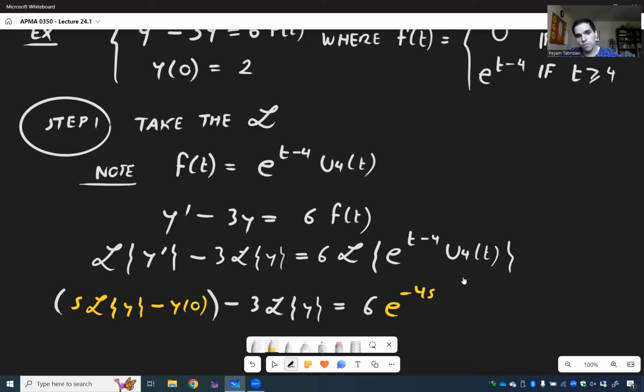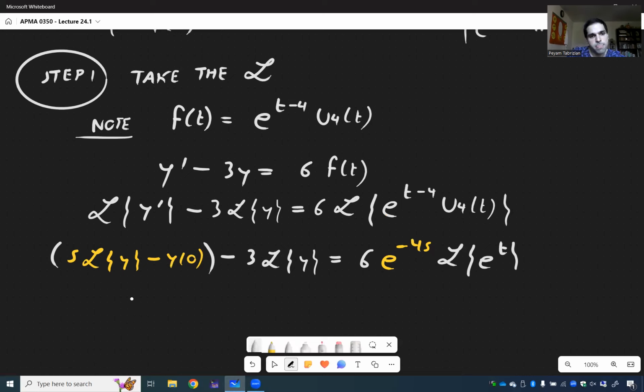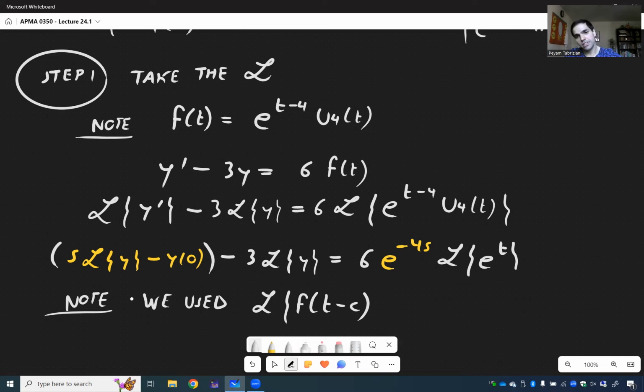again, because of shift and jump, and we're shifting which function? The exponential function, e to the t. So here, once again, let me write this on a new line. Note, we used a property we talked about before, namely, if you take the Laplace transform of shift and jump, f of t minus c, uc of t, an extra exponential term comes out. So e to the minus cs times the unshifted Laplace transform.